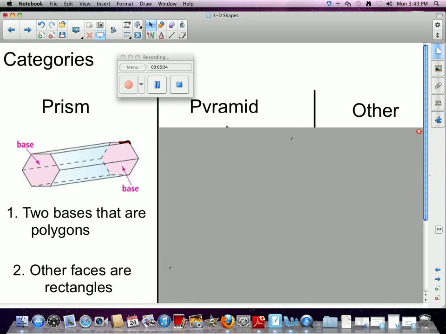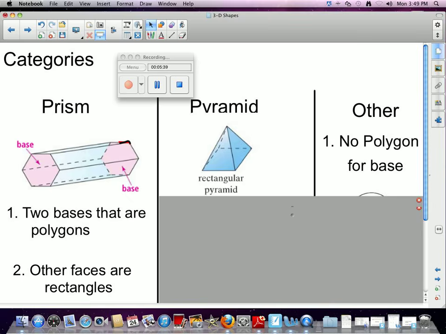What makes that different than a pyramid? Well, let's first try to draw a pyramid. You don't have to write the name, just try to draw it.